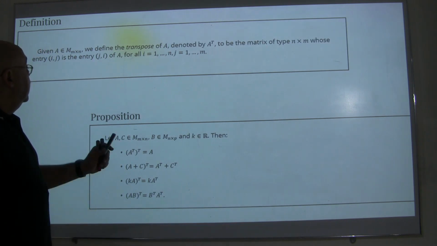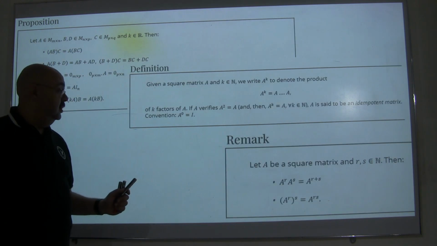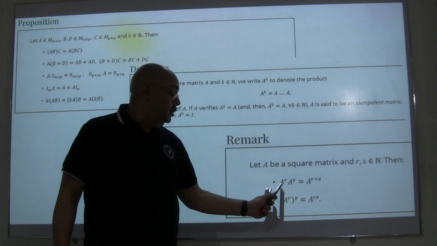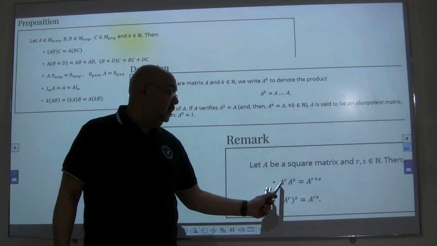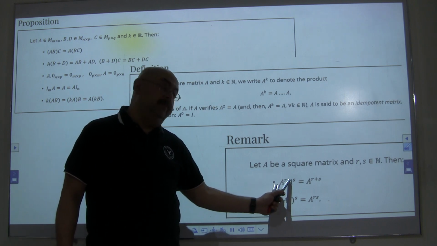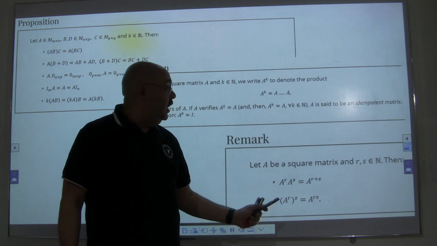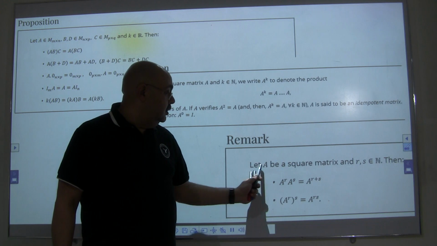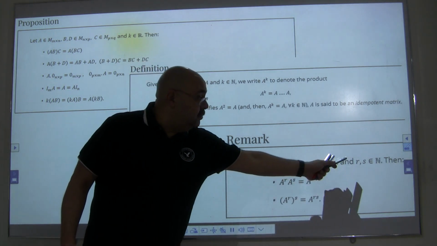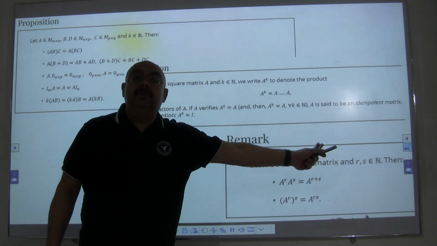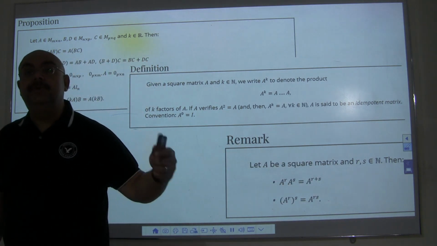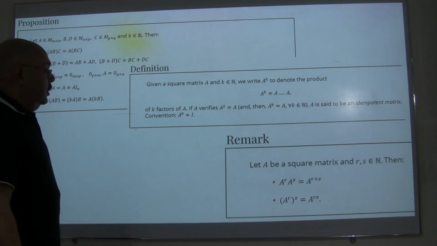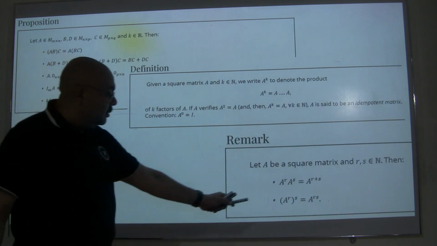When you multiply A to the power of R times A to the power of S, A must be a square matrix. And R and S belong to N, the set of natural numbers, which is 1, 2, 3, 4, 0, stuff like that. Okay? This is a power of A.